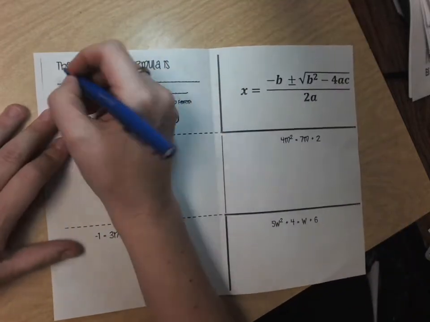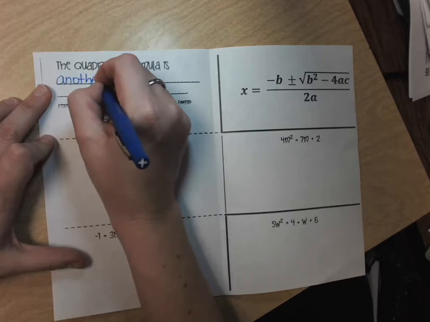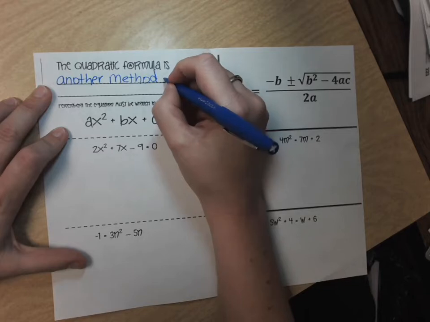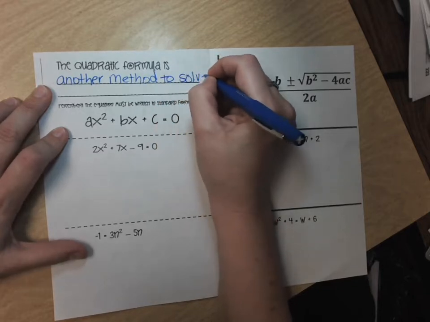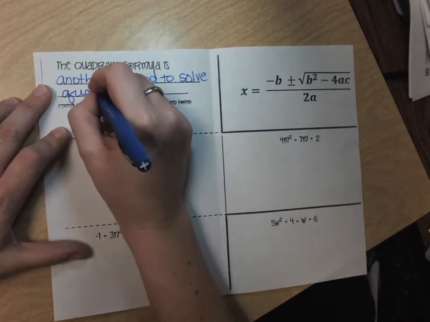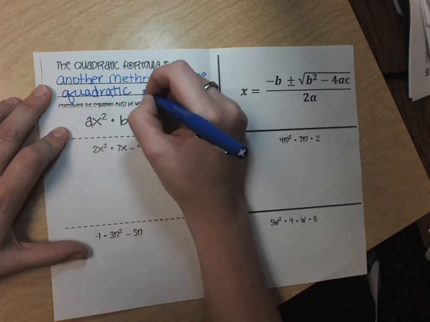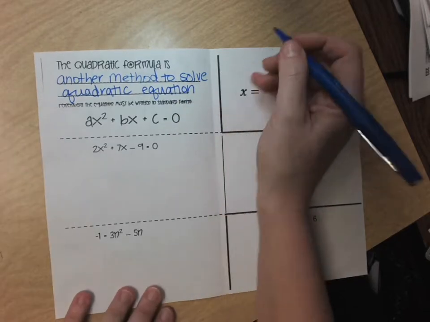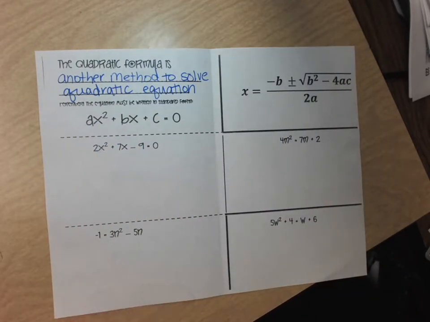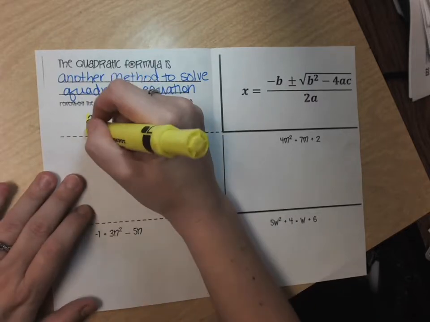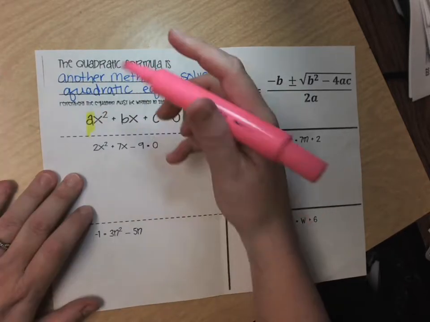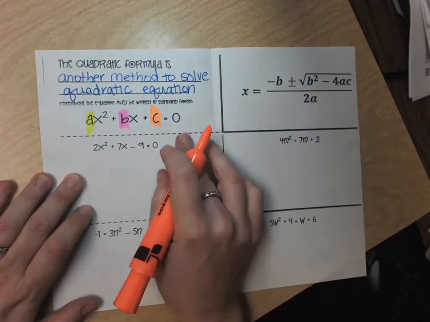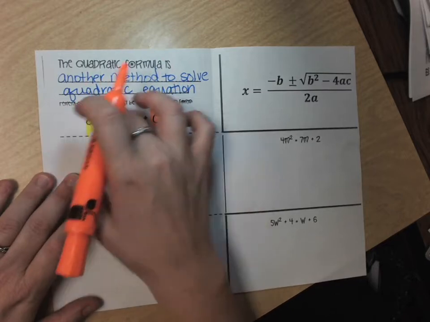A quadratic formula is another method or way to solve quadratic equations. Quadratics are what we were doing with the x squareds. They have to be in standard form. Remember, standard form is ax squared plus bx plus c. We want everything to be on the left side of the equal sign.